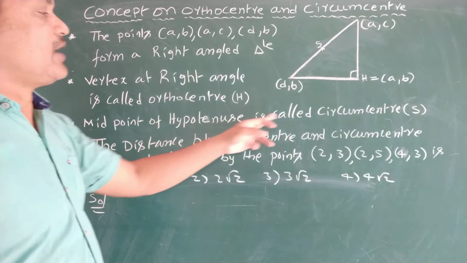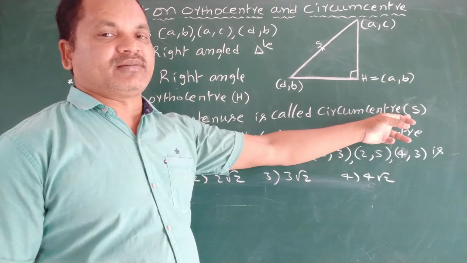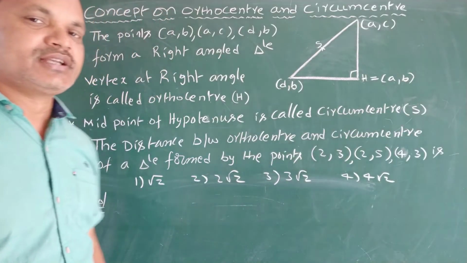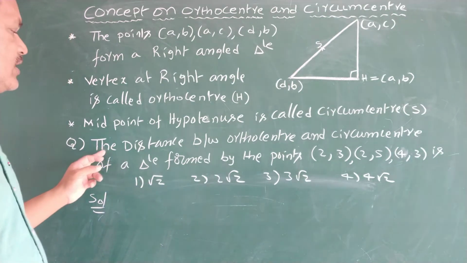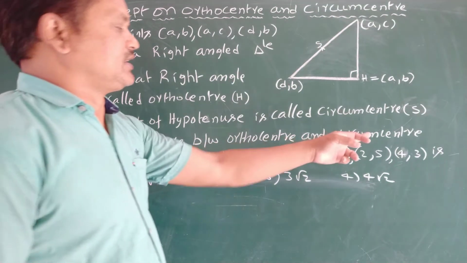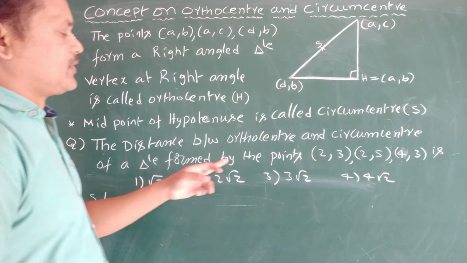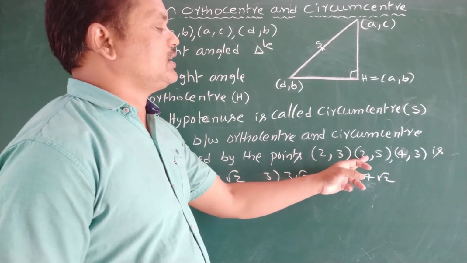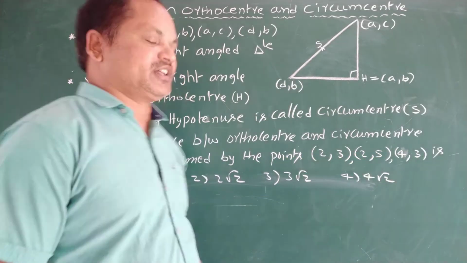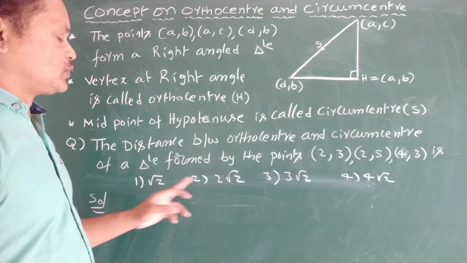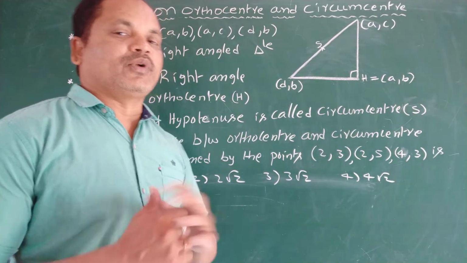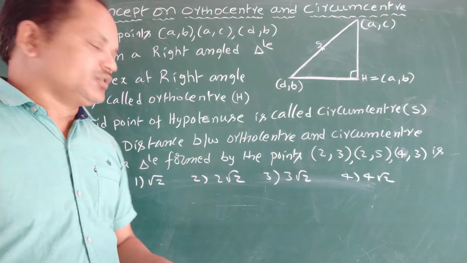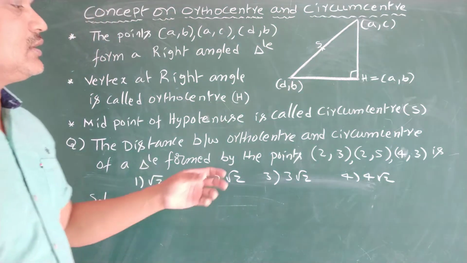And the midpoint of the hypotenuse is called the circumcenter. It is denoted by S. Now we are going to do a question on this concept. The distance between the orthocenter and circumcenter of a triangle formed by the points (2, 3), (2, 5) and (4, 3) is: first option root 2, second option 2 root 2, third option 3 root 2 and fourth option 4 root 2. Now we have to solve this question.